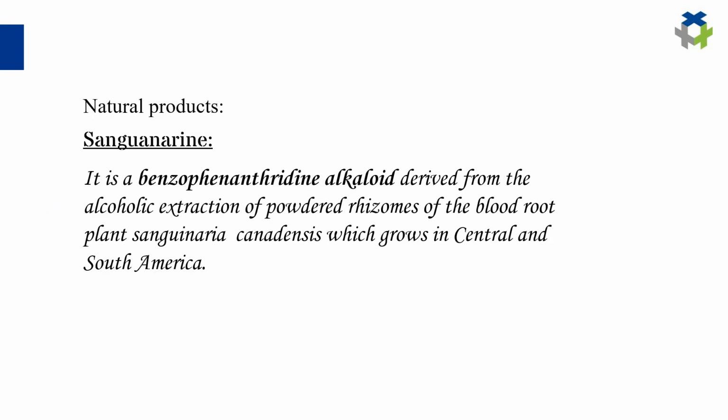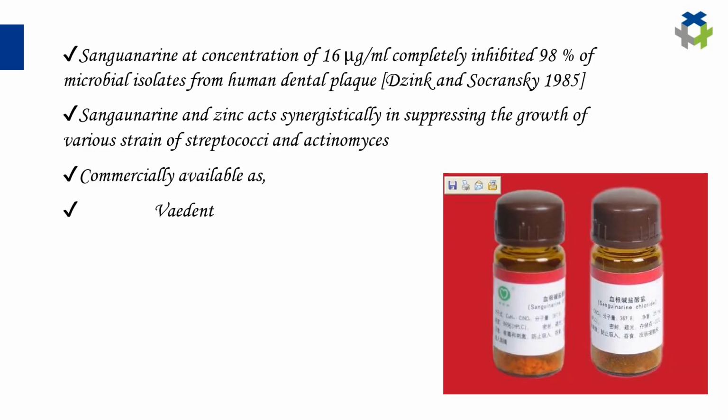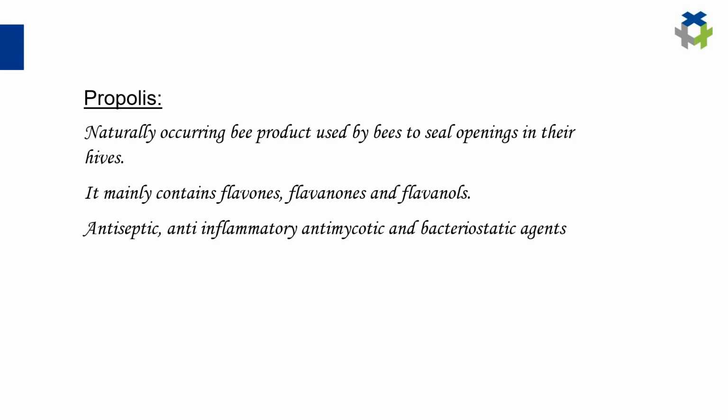Saliflor will combine the antibacterial and anti-inflammatory action. Sometimes it is used with polymer carriers. Natural products like sanguinarine, it is from the bloodroot plant. It inhibits the plaque bacteria and works synergistically with zinc. Propolis from bees also has antibacterial and anti-inflammatory properties. It mainly contains flavones, flavanones and flavanols, and it is an antiseptic, anti-inflammatory, antimycotic and bacteriostatic agent.